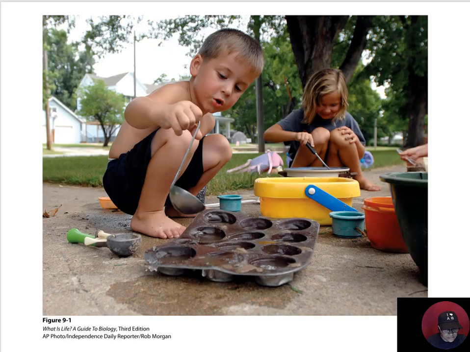Well, it turns out that behaviors for us also can be beneficial, and here we see human children at play. And it turns out that play is extremely important for children. They're learning not only how to interact with each other, right? But also they're learning about their environment as they play. And so play is extremely important.